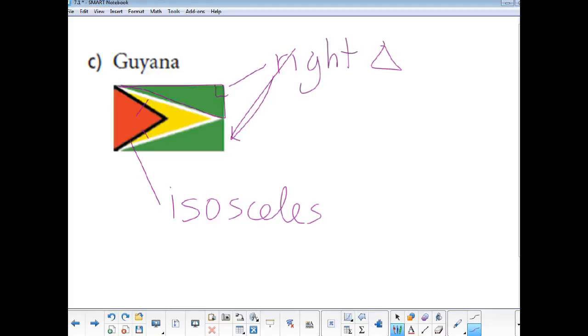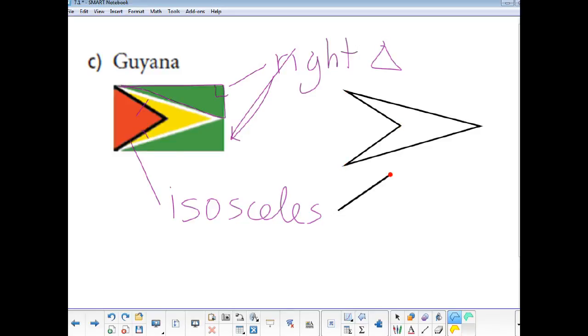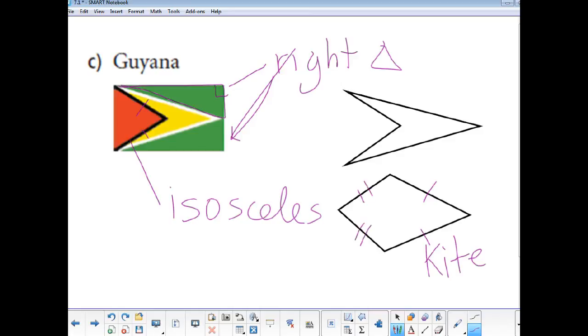And then we have this shape in the middle, which is kind of interesting. It looks like this. That's actually a version of a kite. This shape here is called a kite. What makes a kite is that it's a four-sided figure, so it's a quadrilateral, and two pairs of adjacent sides are equal. Adjacent means touching.